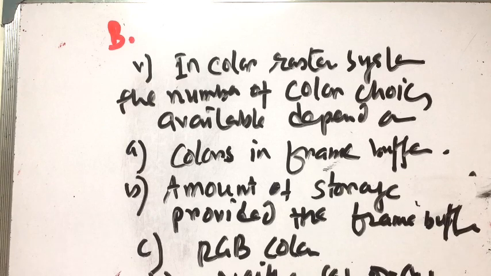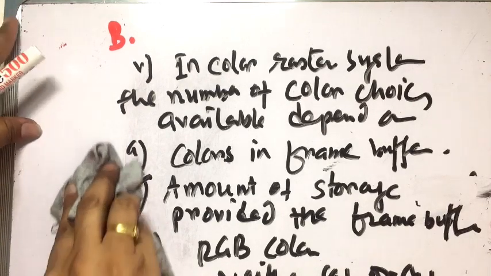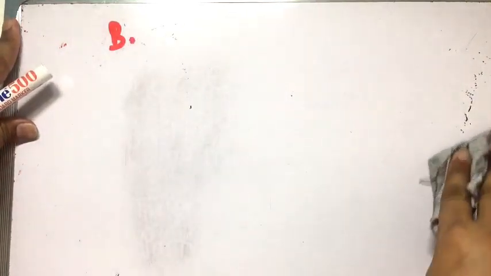In a color raster system, the number of color choices available depends on the amount of storage provided in the frame buffer. The answer is B, because there is need of color depth. RGB color provides 16 million colors, but it depends on the frame buffer. It depends on the storage capacity of the frame buffer, because every color needs storage capacity.